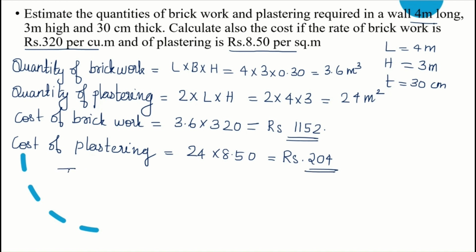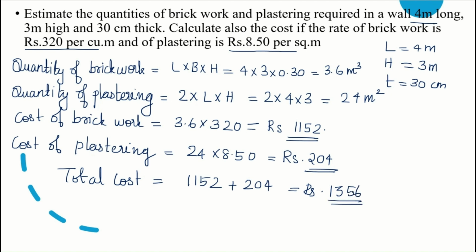Okay, then our total cost will be the cost of brickwork plus cost of plastering, that is 1152 plus 204, that's equal to rupees 1356 rupees. Okay, that is the total cost.